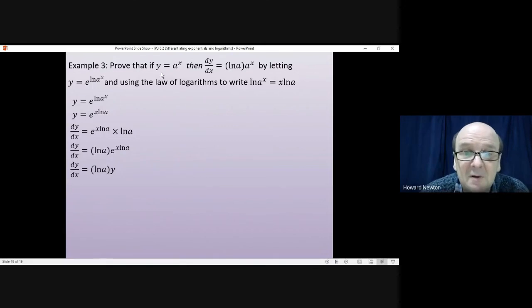But if we go back to the very top, y is equal to the a to the power of x. So instead of writing y, I can just write a to the power of x. And that gives me the result that I'm trying to prove. That if y is equal to a to the power of x, then dy by dx is equal to log a times by a to the power of x.